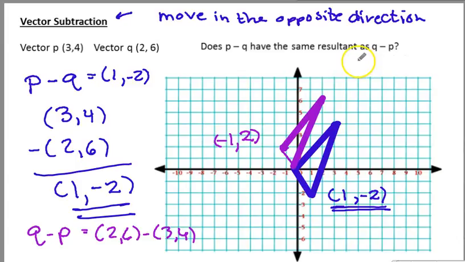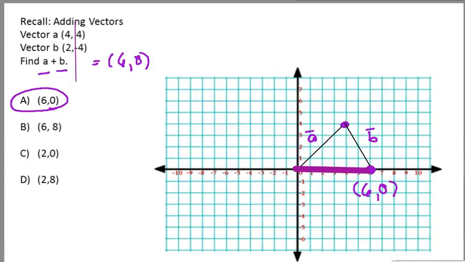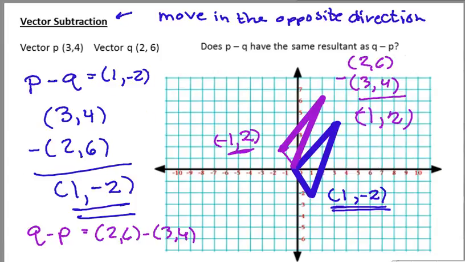I'm going to start with q, subtract p. This time I have 2 minus 3, that's -1. 6 minus 4 is 2, and there is that resultant of -1, 2. So what you need to understand is that vector addition is commutative, vector subtraction is not commutative.